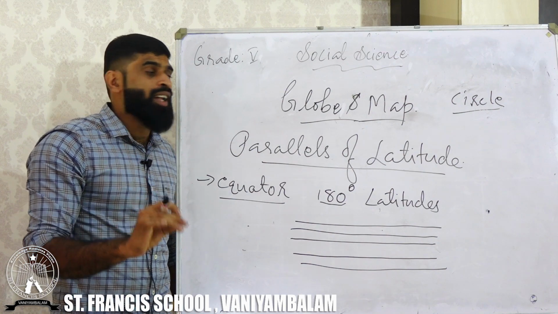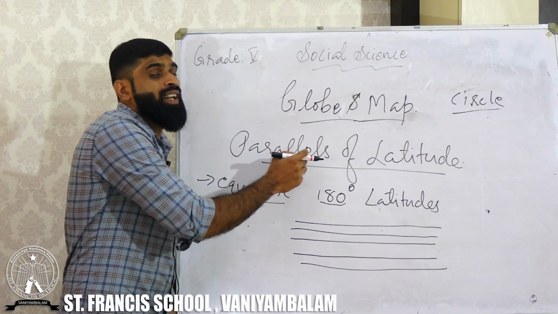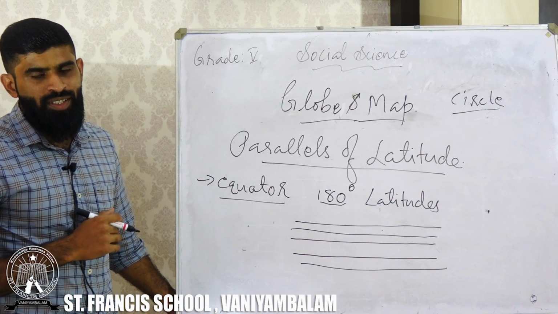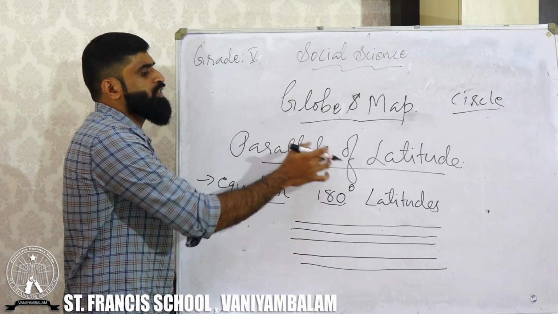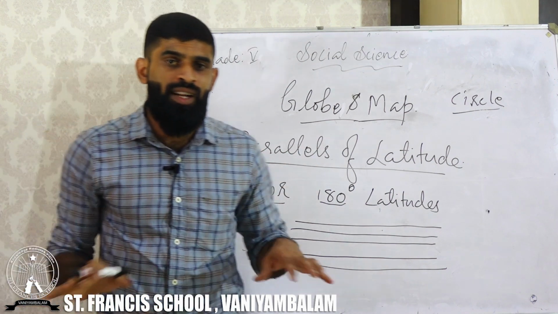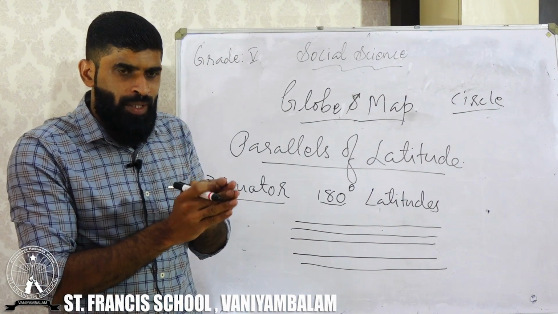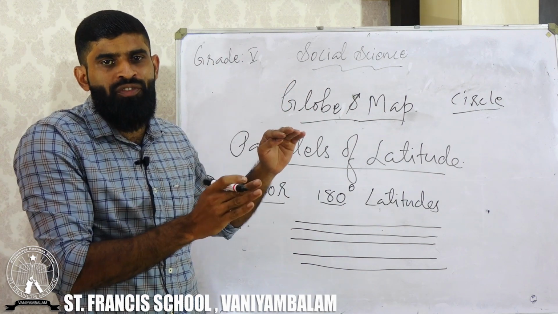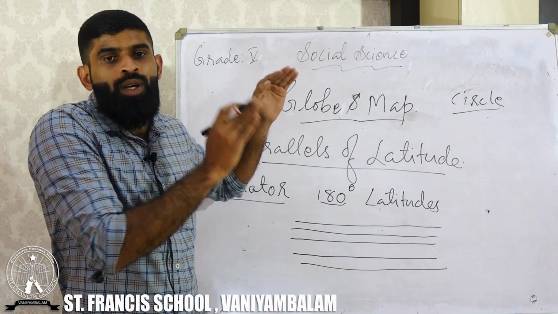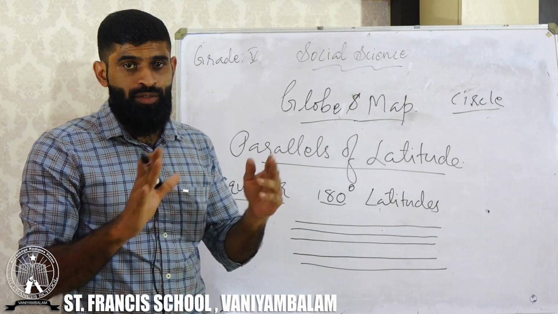As a result, latitudes can otherwise be called parallel lines too. What is it? Parallel lines. So parallels of latitude means we have 180 latitudes, all drawn in the same manner. Their size and length will vary from one place to another. We will discuss that in our next topic.